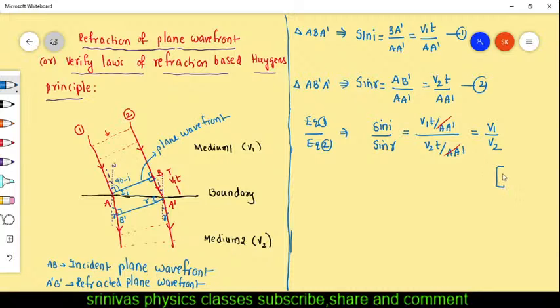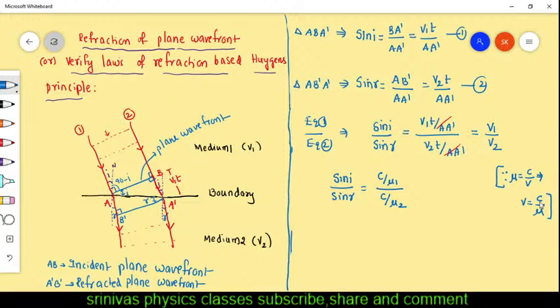We know the formula nu is equal to c by v, which we write as v equals c by nu. Here c is the speed of light in vacuum and nu is the refractive index. So from sin i by sin r, we write v1 is c by nu 1 and v2 is c by nu 2.